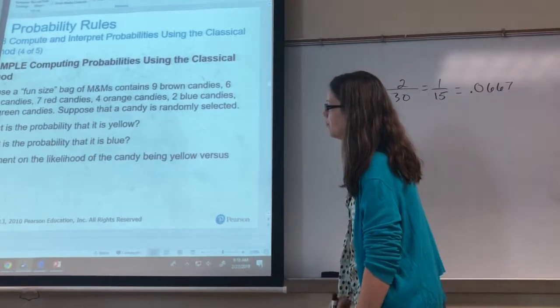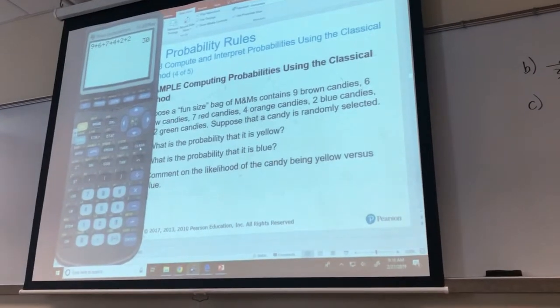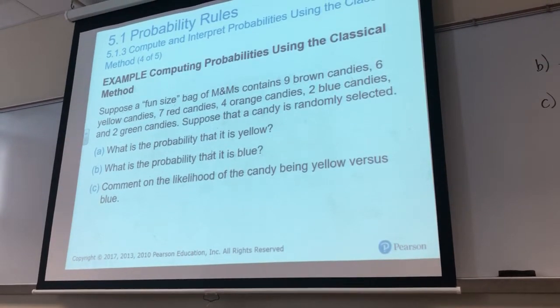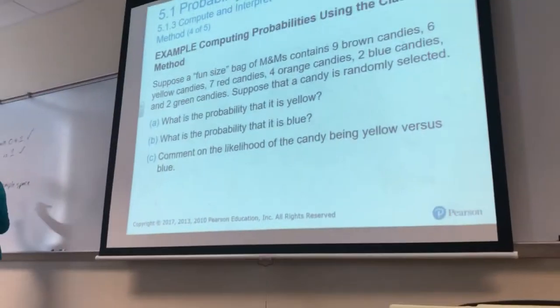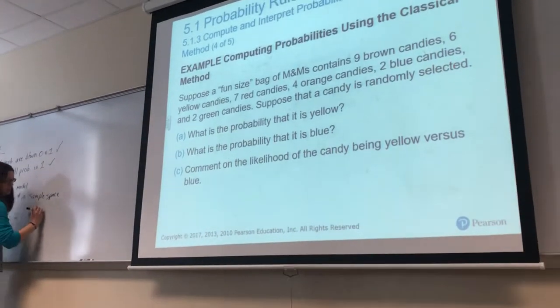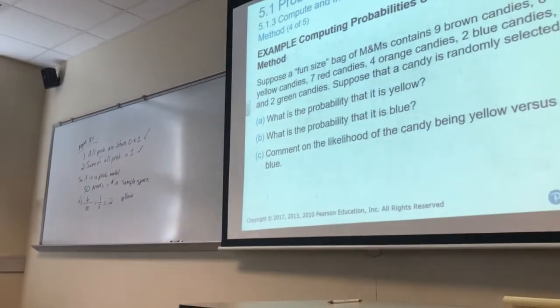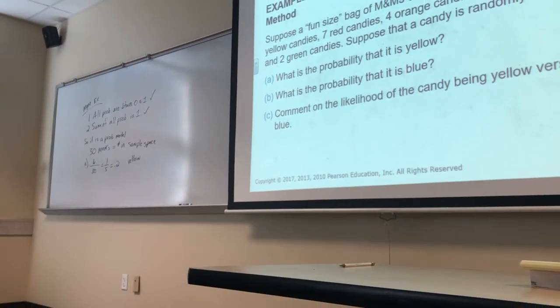And then the last one, they say just comment on the likelihood. Okay, so this one's a little different. What's the likelihood of the candy being yellow versus being blue? So this one is blue. Write that down. Blue. This one's yellow. So which one is more likely to happen? Yellow. So yellow has a higher probability. So yellow is how much more likely? Is it 3?